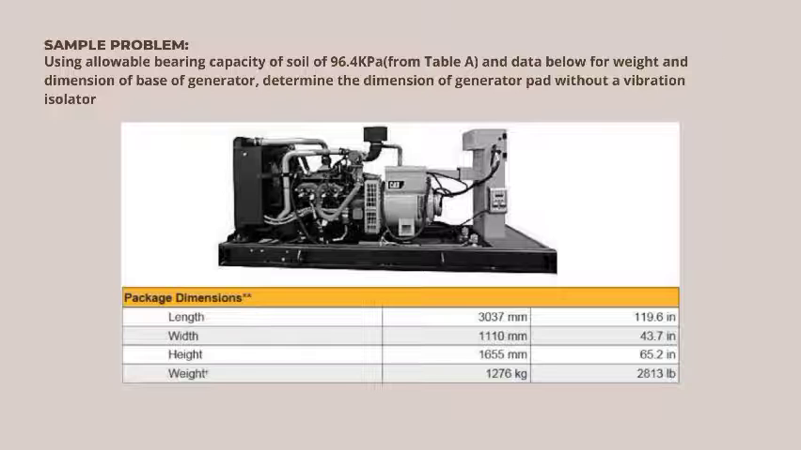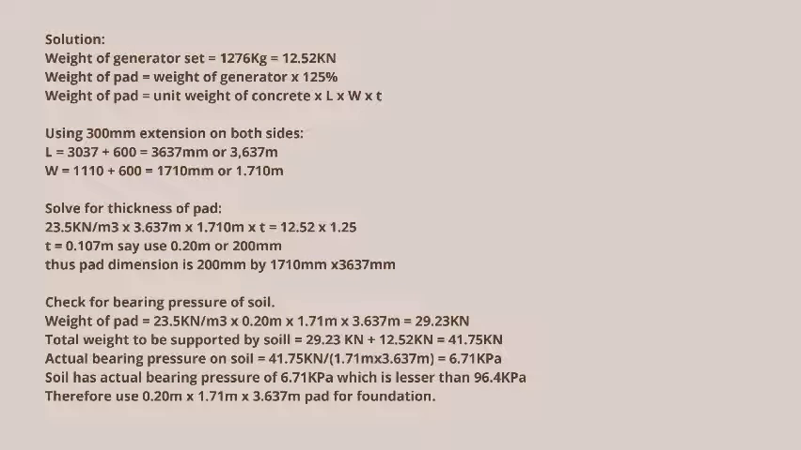So here's our sample problem. Using an allowable bearing capacity of soil of 96.4 kPa from Table A and the data below for the weight and the dimensions of the base of the generator, determine the dimensions of the generator pad without a vibration isolator. So here is our solution.